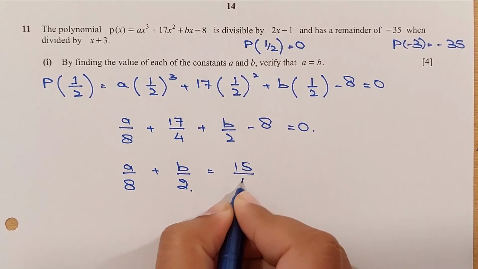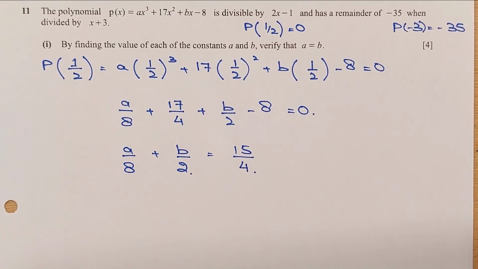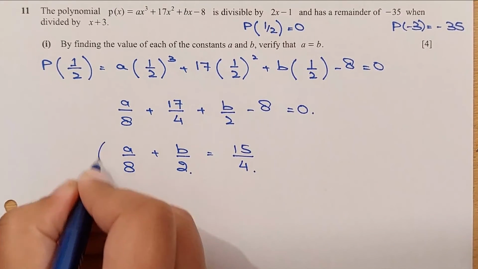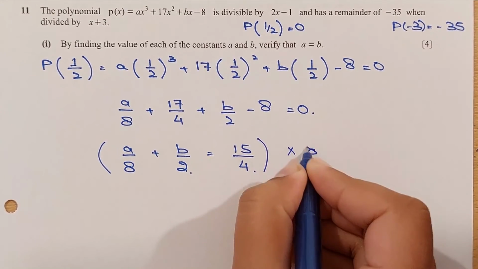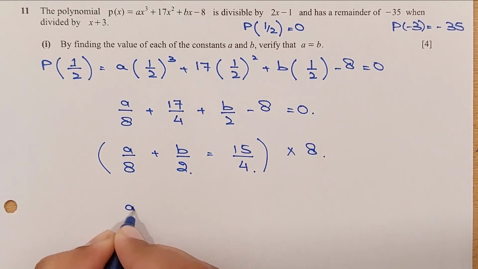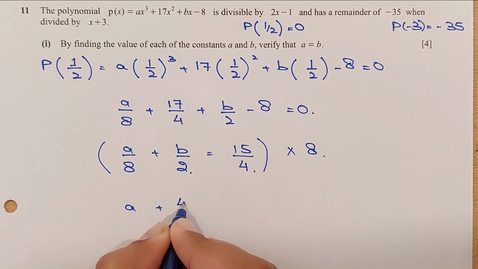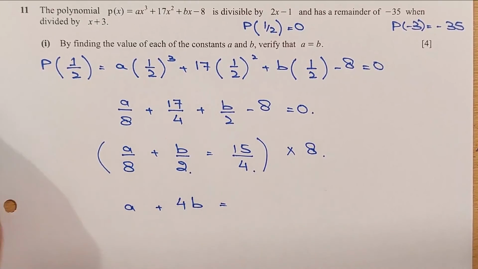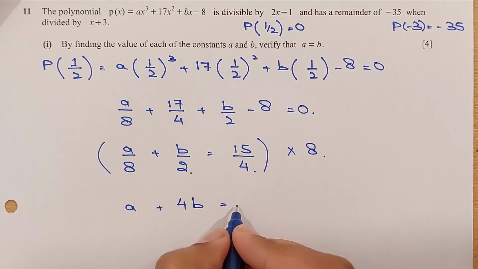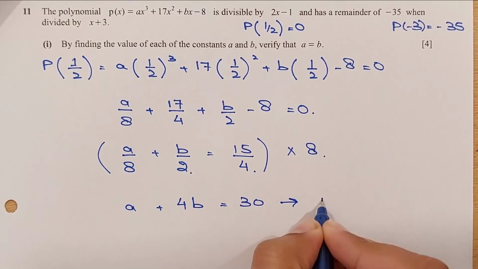Right. Okay, now let me multiply throughout the equation by 8 to get rid of the fraction. So 8a by 8 is just a. 2 times 4 is 8, and 4 times 2 is 8. 2 times 15 is 30. Yes, this is my first equation.